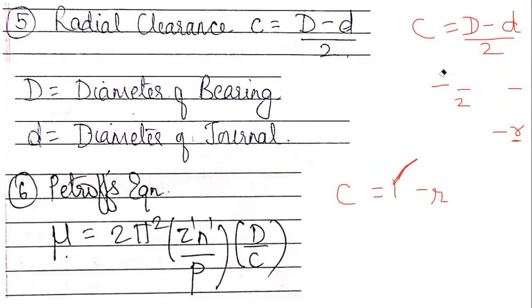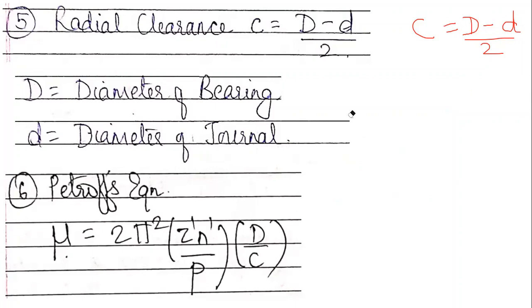Or you can remember it this way also: capital D, the diameter of bearing, minus small d, the diameter of journal, divided by 2. Since we are doing radial clearance, you have to have it in terms of radius.